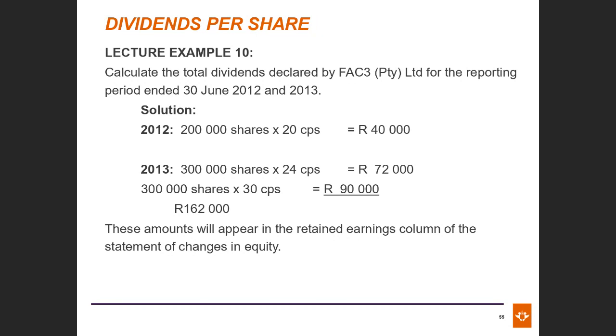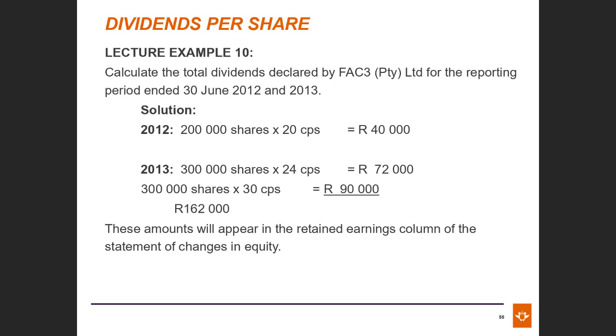I'm not sure if we're working in cents or rands here. Okay, we're working in rands. So that will give us 72,000 rand. And then when we have the final dividend declared of 30 cents per share, that will give us 90,000 rand. So the total dividend for 2013 will be 162,000 rand.